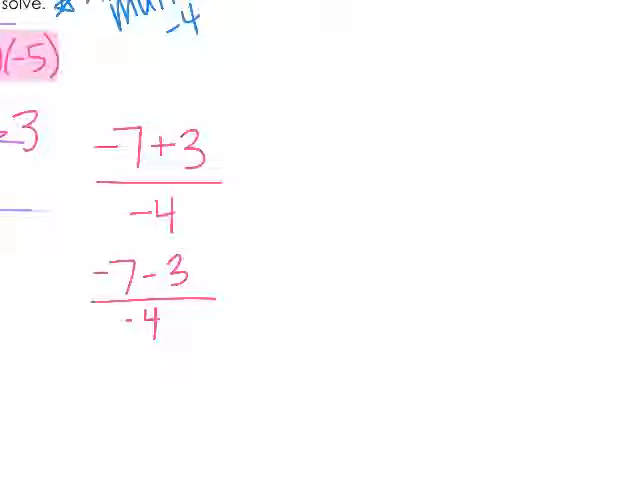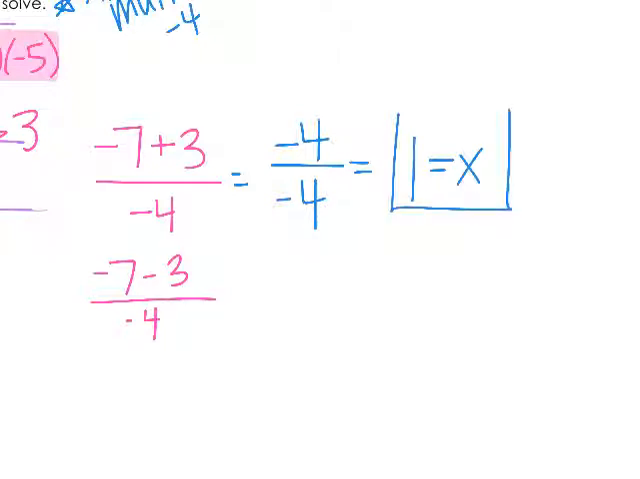All right, so -7 plus 3 is what? Good, -4. Over -4 would just be 1. So x is equal to 1 for our first solution. Look, that big crazy hot mess got you down to x equals 1.